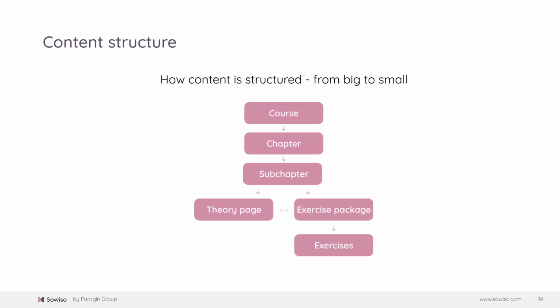Now you saw in the step-by-step explanation, we have one step where we're copying a whole chapter, and then in the next step, we're copying an exercise. And this is because of the content structure of Sowiso. You can see that we start with the course, and then in the course, we have multiple chapters. In one chapter, we're going to have multiple sub-chapters. And in a sub-chapter on the same level, you're going to have a theory page and an exercise package. And the exercise package contains multiple exercises.